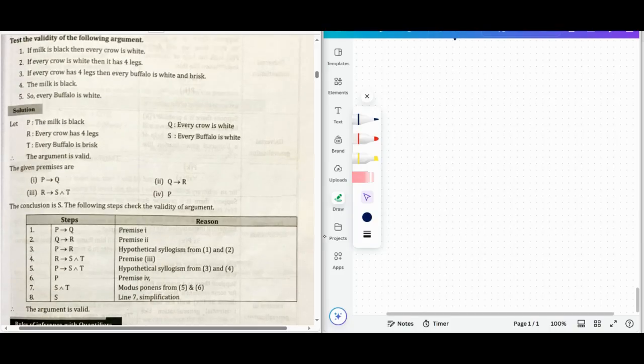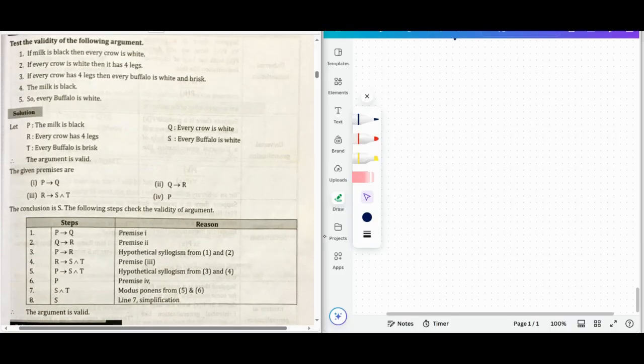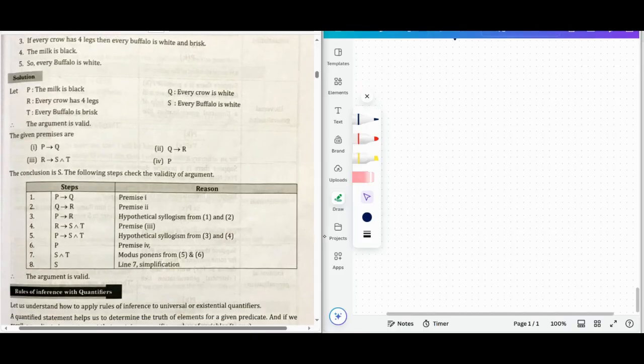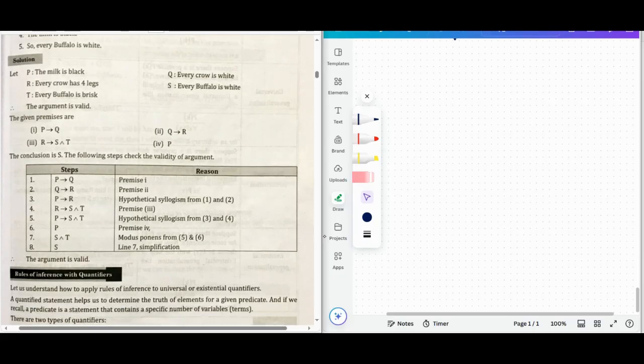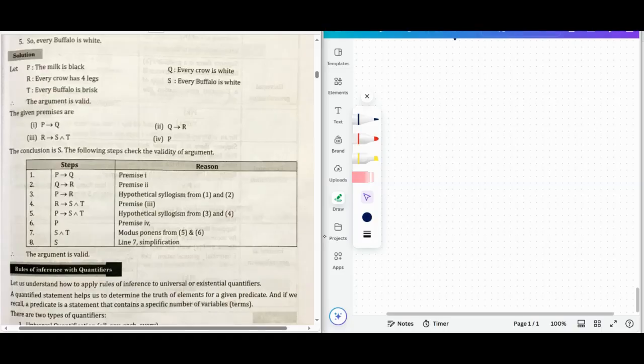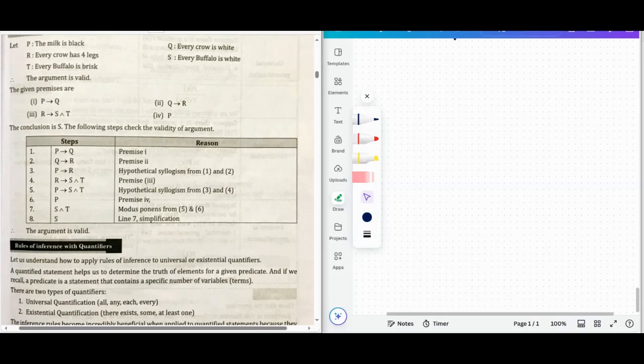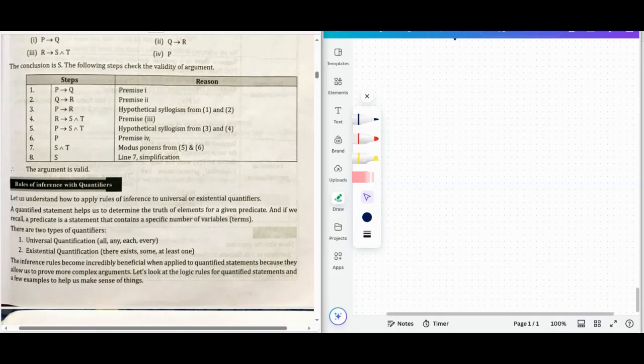So now the first condition is what? If milk is black, then crow is white. That is P implies Q. Then if crow is white, then it has four legs, Q implies R. Then if every crow has four legs, then every buffalo is white and brisk. R implies S and T. Then the milk is black, it is P. And the conclusion, every buffalo is white, is S. Conclusion is S. Okay. So we'll just prove it by using the arguments here.